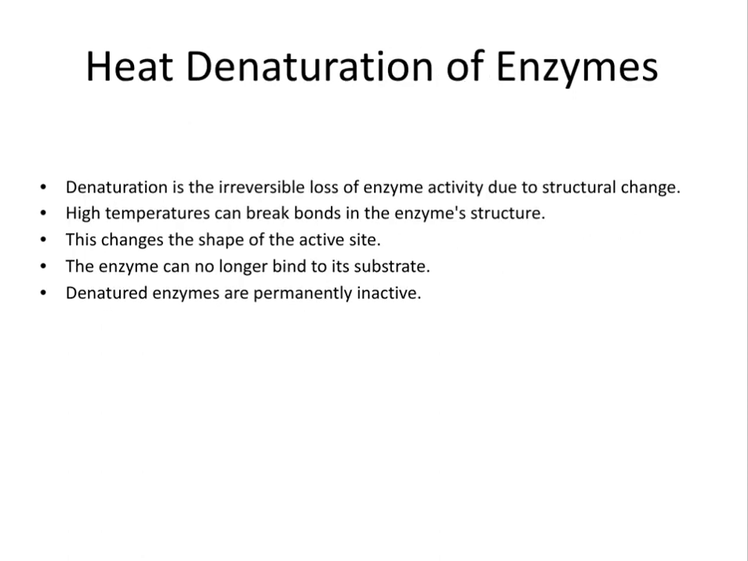Heat denaturation of enzymes. Denaturation is the irreversible loss of enzyme activity due to a structural change. High temperatures can break bonds in the enzyme structure. This changes the shape of the active site. The enzyme can no longer bind to its substrate. Denatured enzymes are permanently inactive.